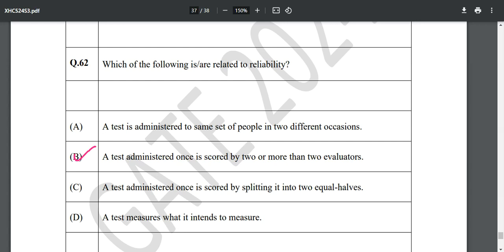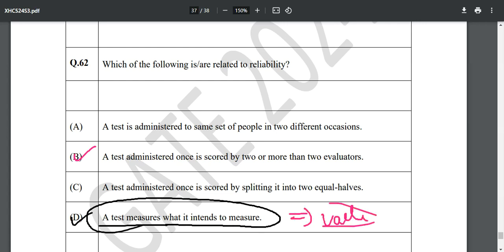A test administered once is scored by splitting it into two equal halves. And last but not the least, a test measures what it intends to measure. Alert here: it is talking about validity, my friend, not about reliability. So you can easily eliminate D. It is not going to be an option ever.